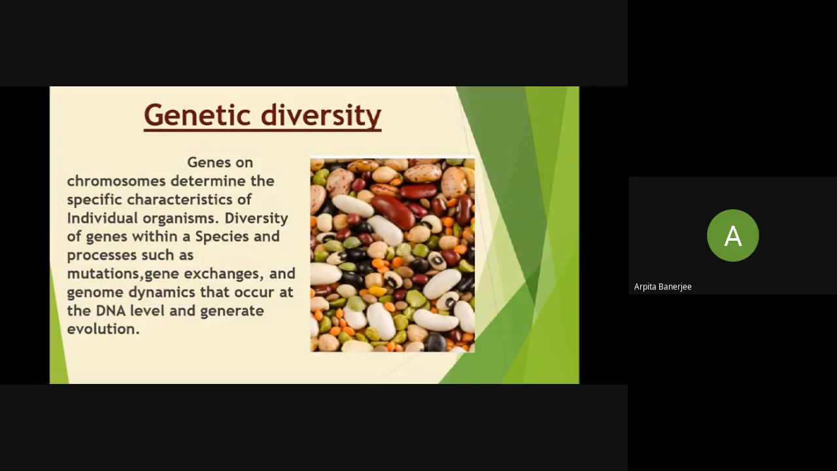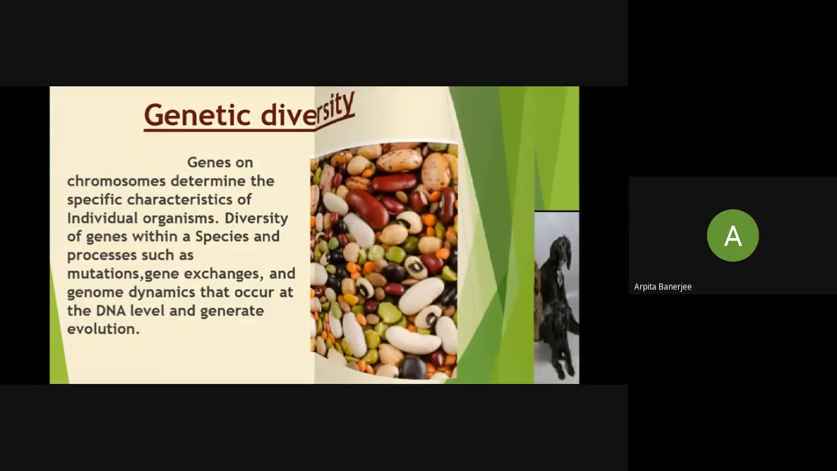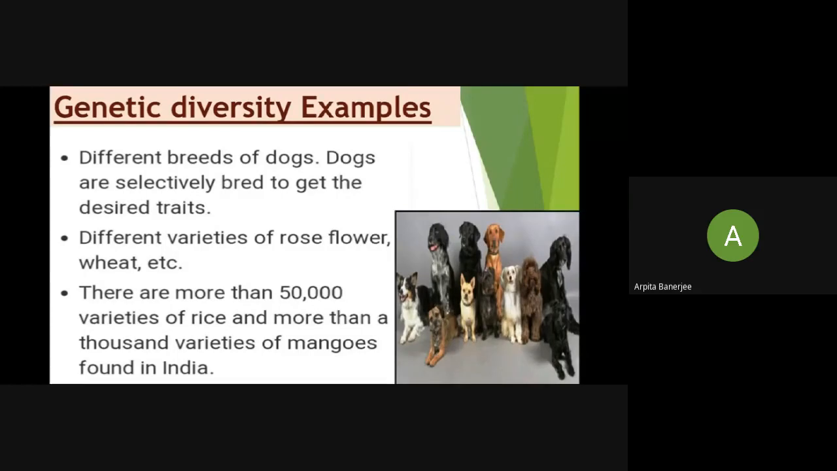And we can give some examples of genetic diversity. The different breeds of dogs are selectively bred to get desired traits, as are different varieties of rose flowers, wheat, etc. There are more than 50,000 varieties of rice and more than 1,000 varieties of mangoes found in India. All of these vary because of genetic diversity, because genes are the primary element for these organisms.